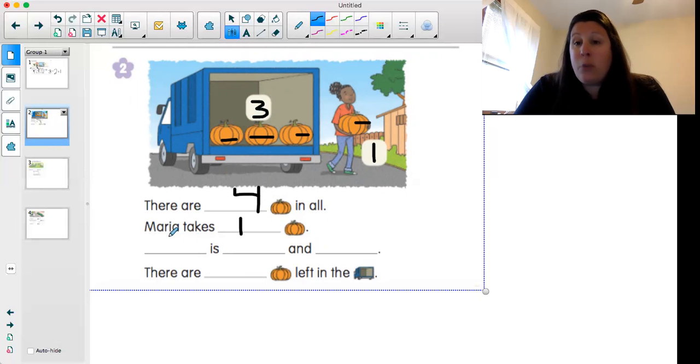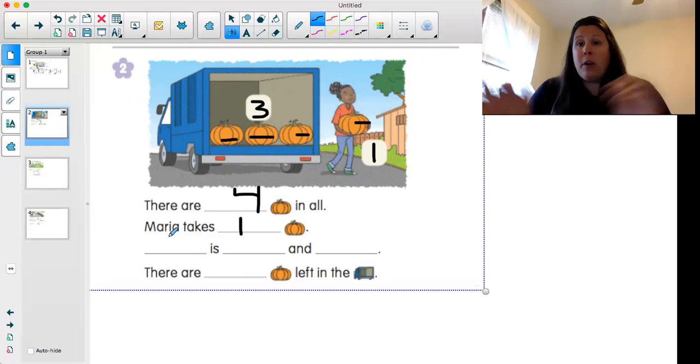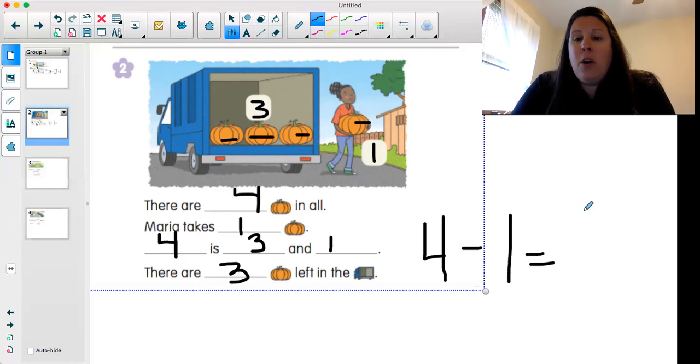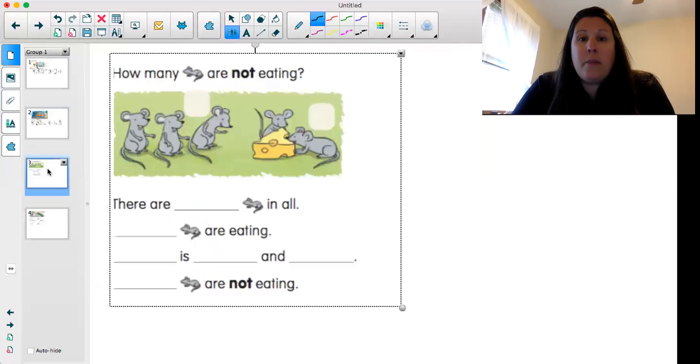So what is 4 made up of? We want to take the number 4 and break it apart. So we know from this picture, 4 can be split into the numbers 3 and 1. There are 3 pumpkins left in the truck. So if we start with 4 pumpkins, and Maria takes 1, how many are left? 4 minus 1 is 3. There are 3 pumpkins left on the truck. Let's keep going and do another.